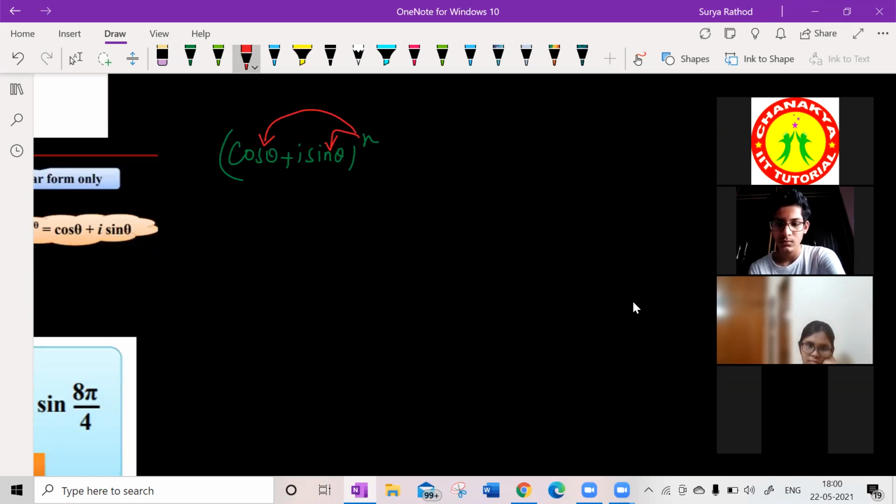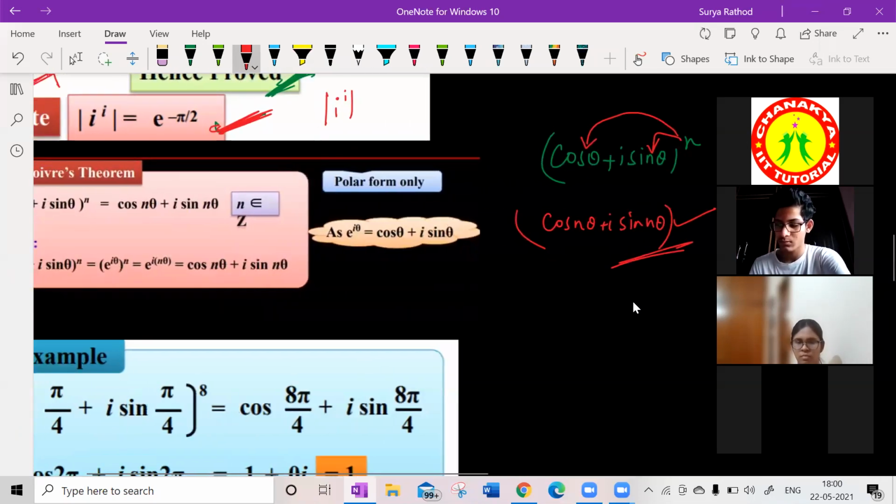Understanding my point? So look at this here: cos n theta plus i sin n theta. This is our De Moivre's theorem. What is the proof of this, guys?